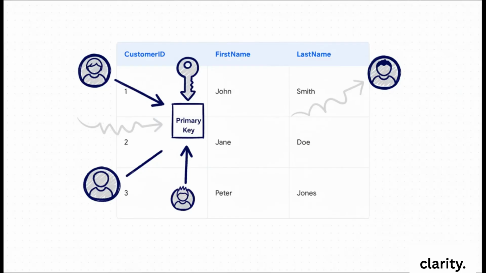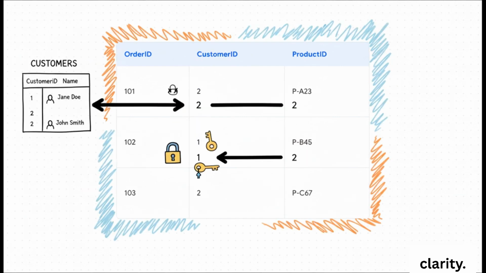Let's make this real. Look at this. In our customers table, you can see that customer ID is the primary key. See how each number, 1, 2, 3, is totally unique? Each one points to exactly one person. Super clean, super simple.